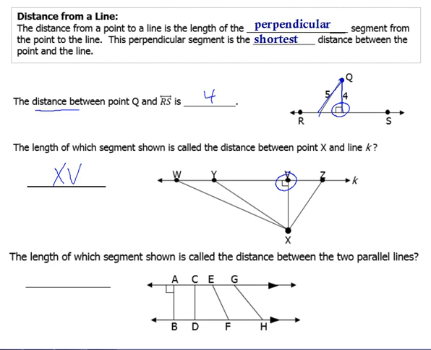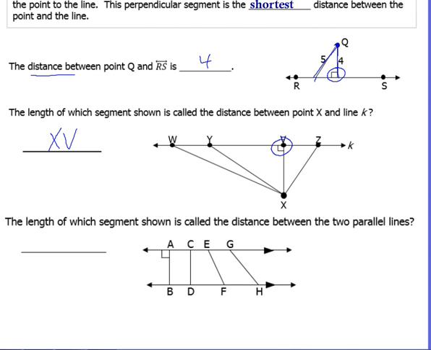And then finally, we have the length of which segment shown is called the distance between the two parallel lines. So here are my two parallel lines. Which of these gives me the distance? Again, we look for that perpendicular part. That would be segment AB.